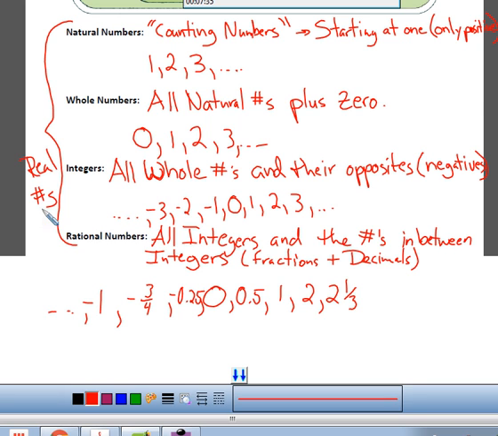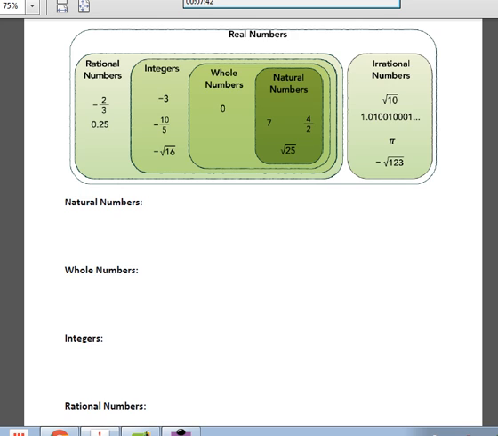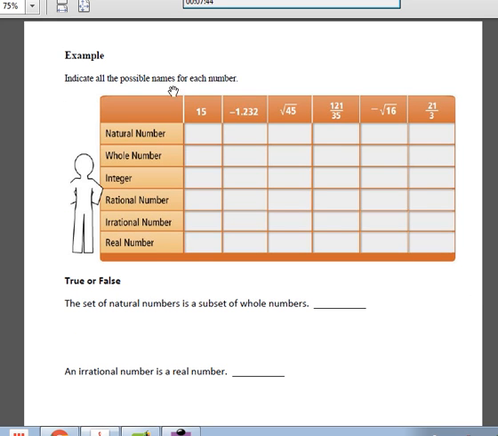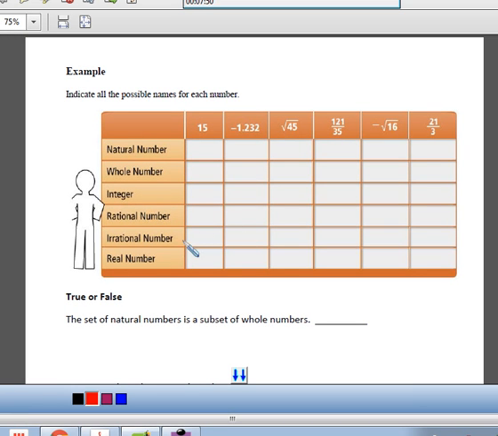On page 22, we're going to take a look at some different examples. Indicate all possible names for each number. Now, essentially, all of these are going to be real numbers. Whether it's rational or irrational, it's a real number. Actually, I shouldn't have done that, because if there did happen to be an example of an imaginary number, then we would not have selected that.